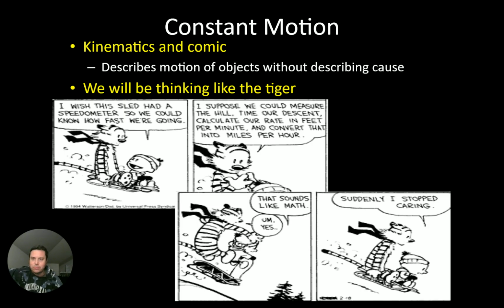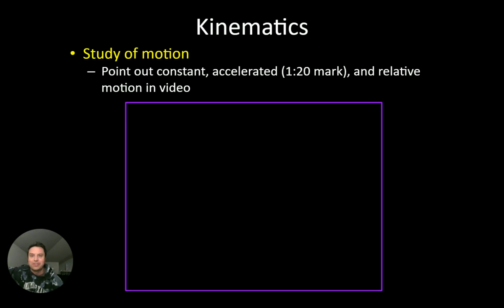And then the comic here. The kid says, "I wish this sled had a speedometer so we can know how fast we're going." The tiger says, "I suppose we could measure the hill, time our descent, calculate our rate in feet per minute, and convert that into miles per hour." The kid says, "That sounds like math." "Yes," says the tiger, and then the kid says, "Suddenly, I stopped caring." That's where I need you to realize we're doing what the tiger's doing. We're going to be able to time stuff, measure it, that kind of thing, convert it from time to time. That is our introduction to physics, or our description of kinematics and motion.